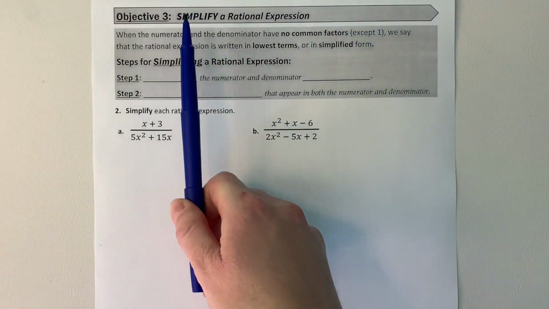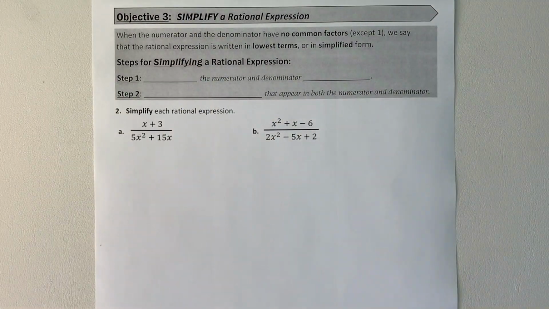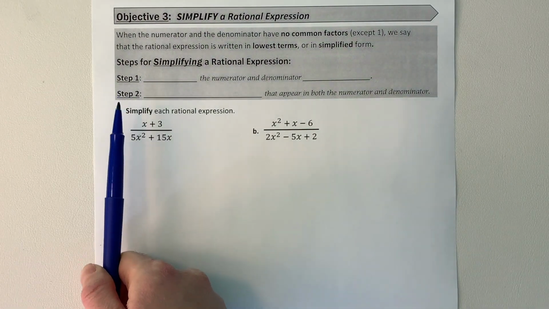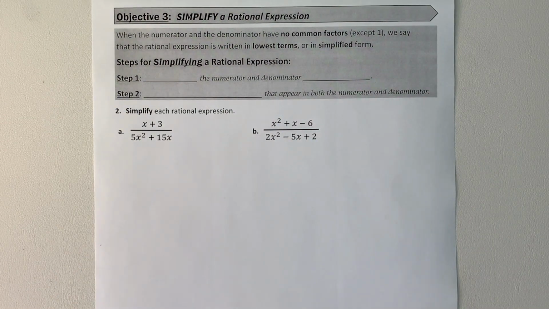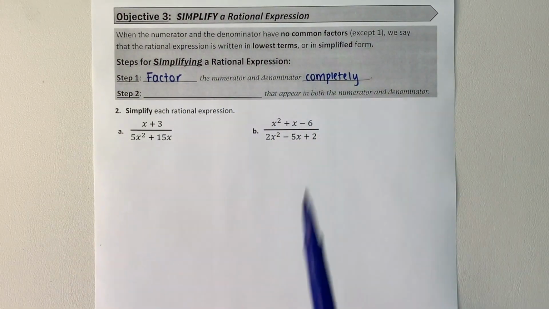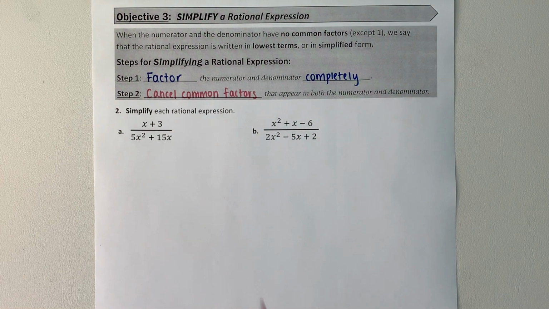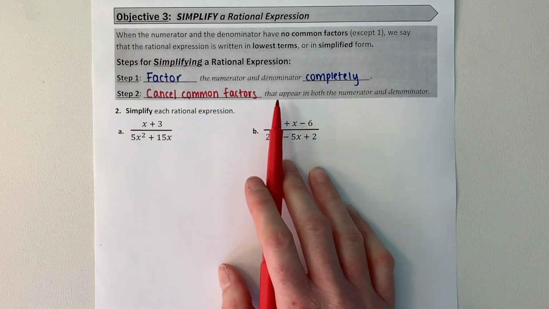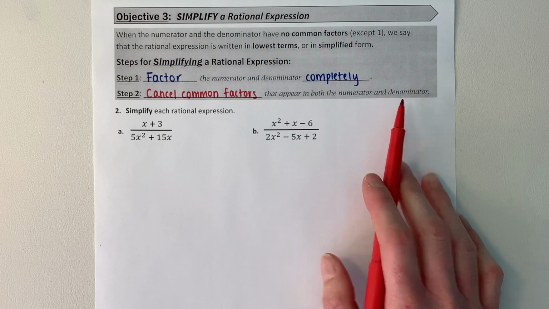Next, we're going to learn how to simplify a rational expression. Here are the two steps that we're going to follow when we're asked to simplify a rational expression. Step 1, we're going to factor the numerator and denominator completely. Step 2, we're going to cancel common factors that appear in both the numerator and denominator.